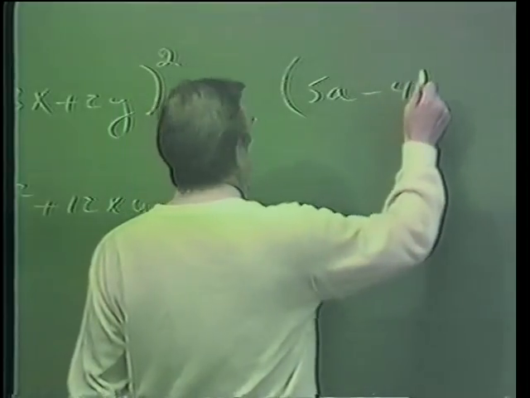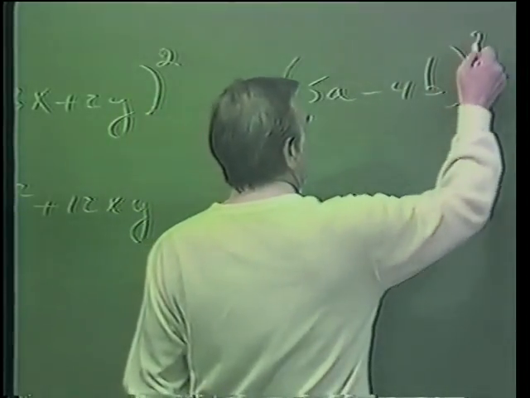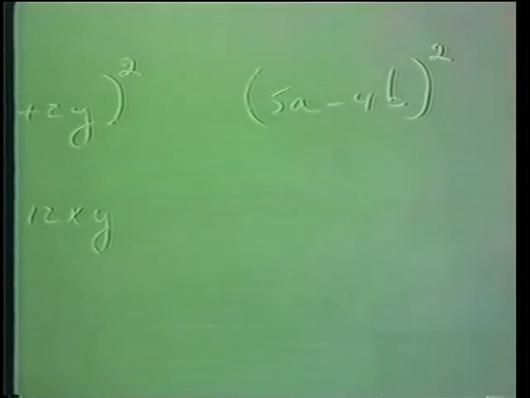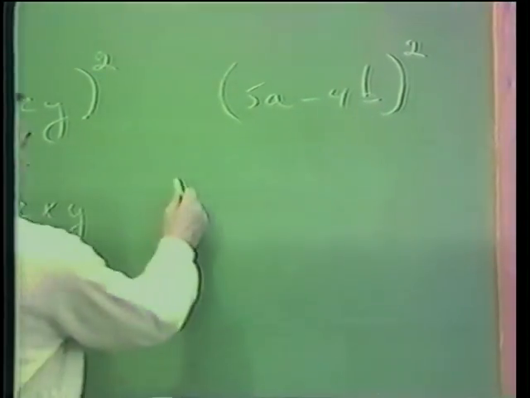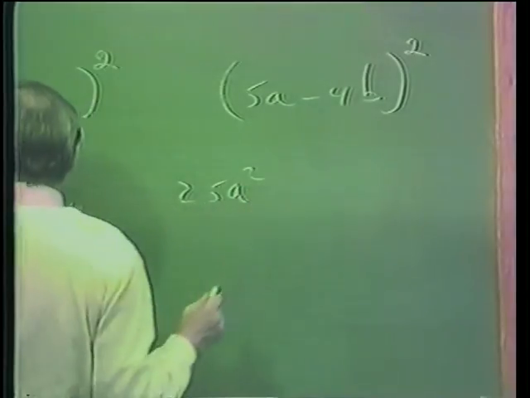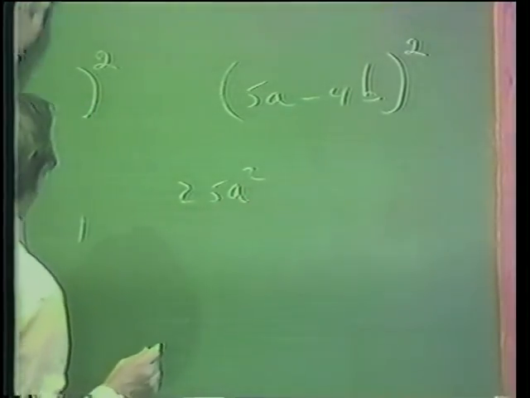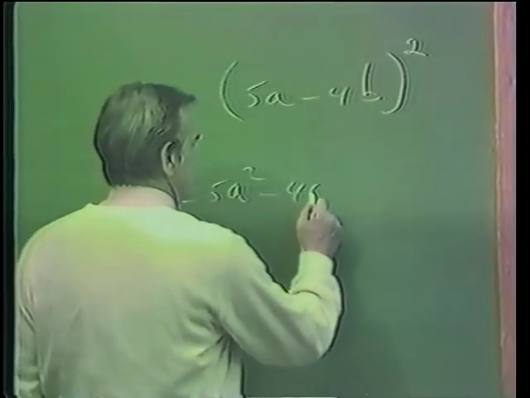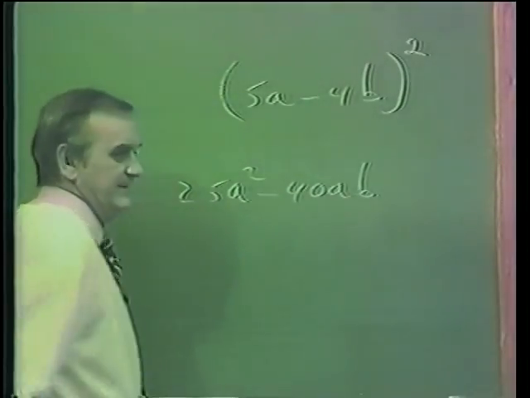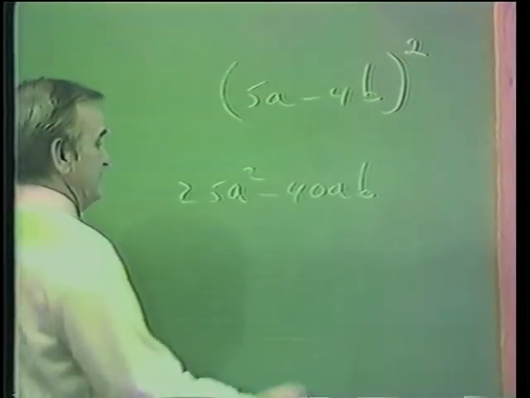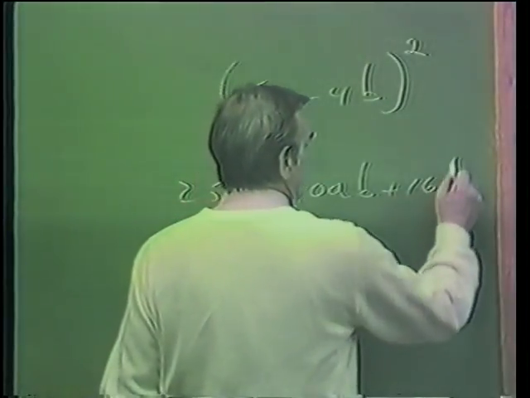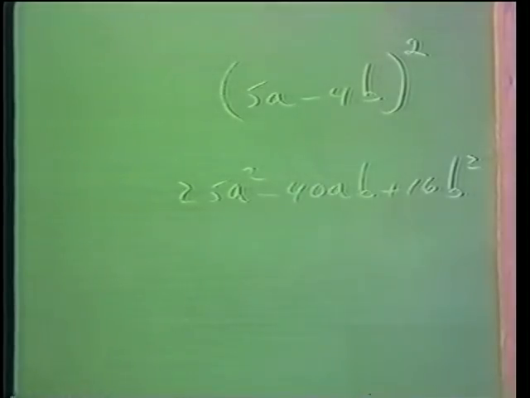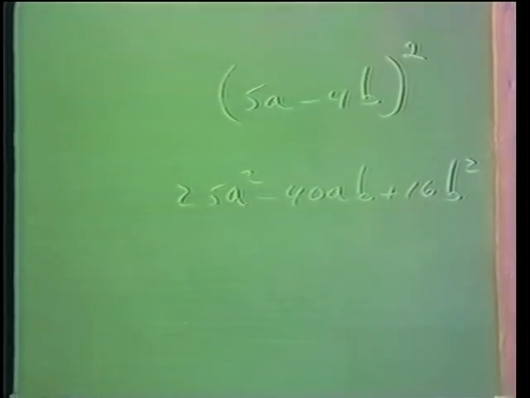5a minus 4b quantity squared. Madupi, that's yours. 25a squared, minus 40ab, plus 16b squared. Lovely. Okay? Any questions on this?